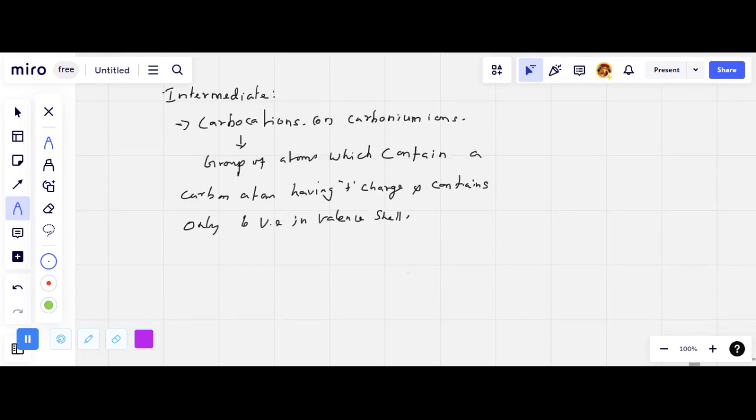For example, if you take this one, CH3 CH2 plus, this is a carbocation. And if you take this one, (CH3)3 C plus, this is a carbocation too. These are all examples. So these carbocations are formed. How are they formed?